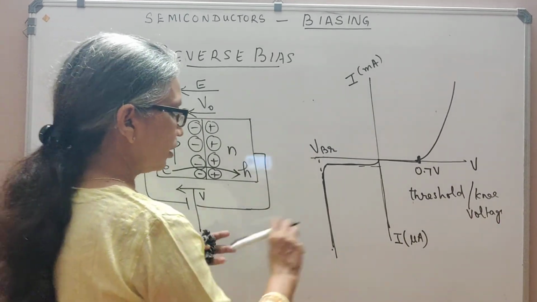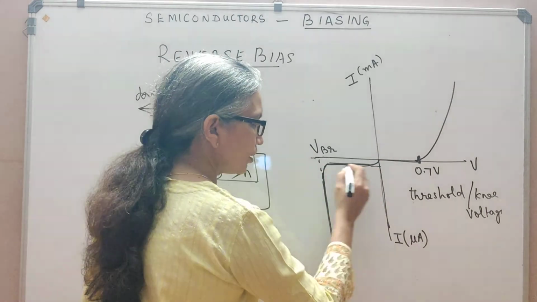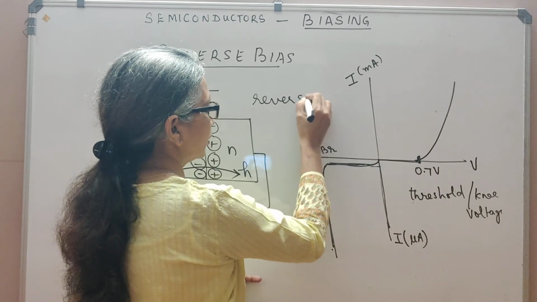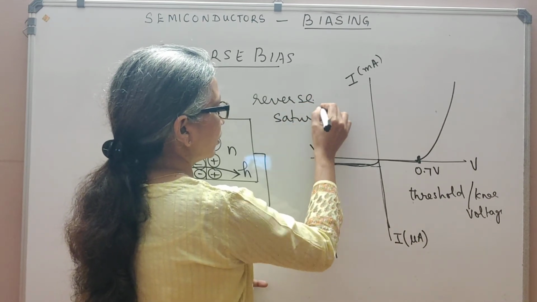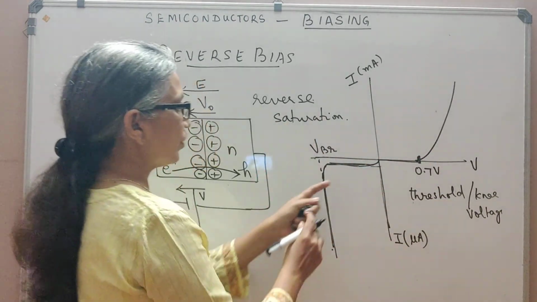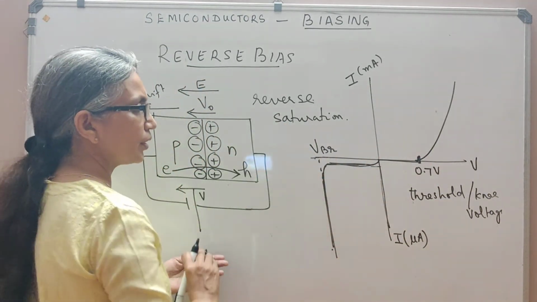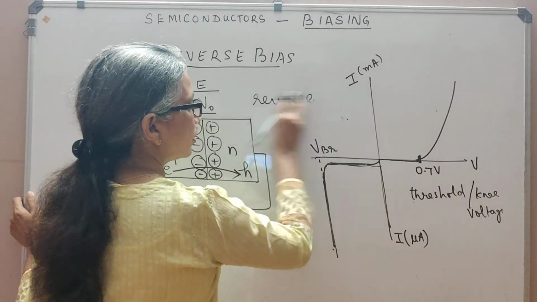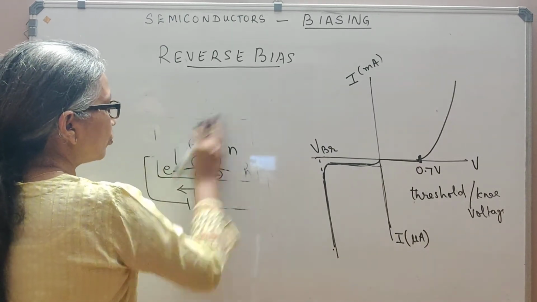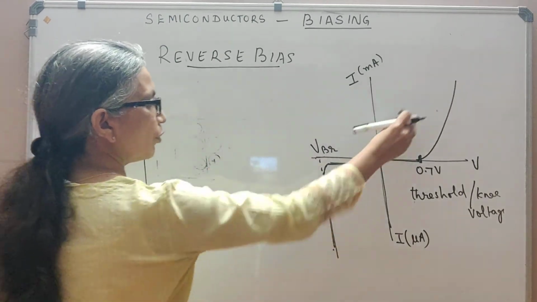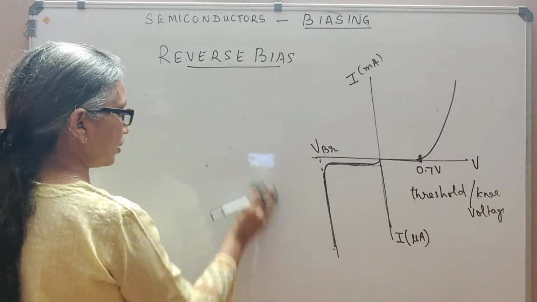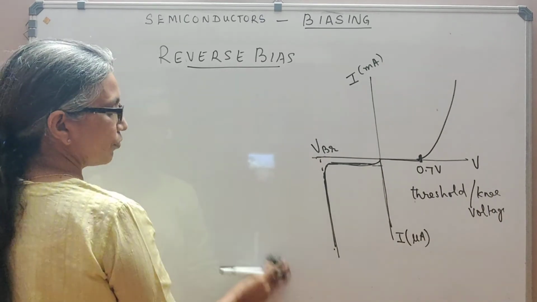Now this current, which is due to the minority carriers, is what you call the reverse saturation current. So we have the threshold voltage in forward biasing, and in reverse bias the reverse saturation current and the breakdown voltage. The reverse saturation current is the small current because of the minority carriers. Now if you look at this characteristic, this is the forward characteristic, this is the reverse characteristic, that is, the VI graph of a semiconductor diode under forward biasing and reverse biasing.